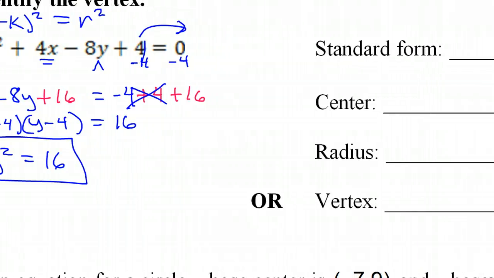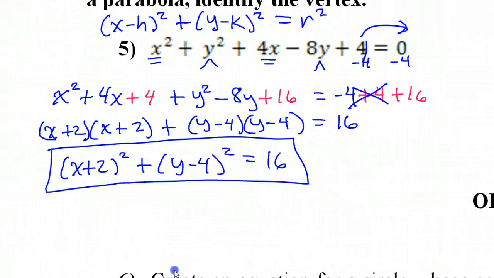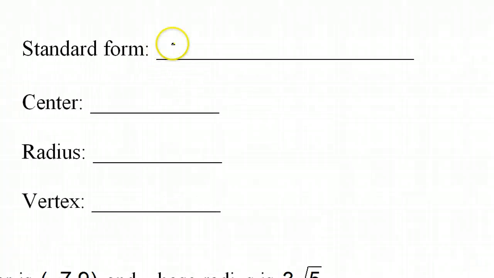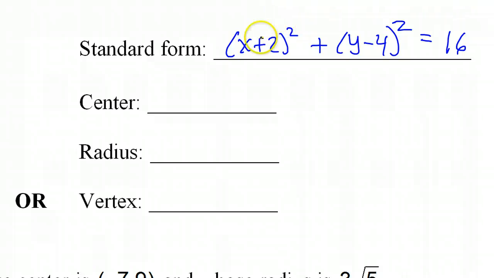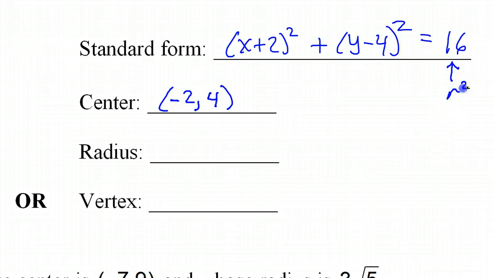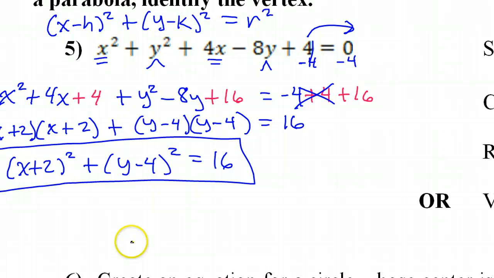You know what, did they have a line for that too? They did. I should have done that on the other problem. So plus 2 minus 4. What was that, 16? Let me check. Yeah. Alright, so the center will be the opposite of this and the opposite of that. So that'll be -2, comma, +4. The radius, well, this is the radius squared. That means the radius must be 4. Okay, and that is it for number 5.